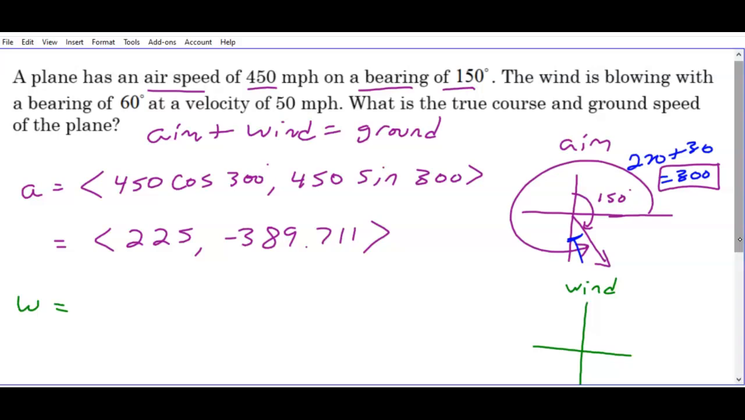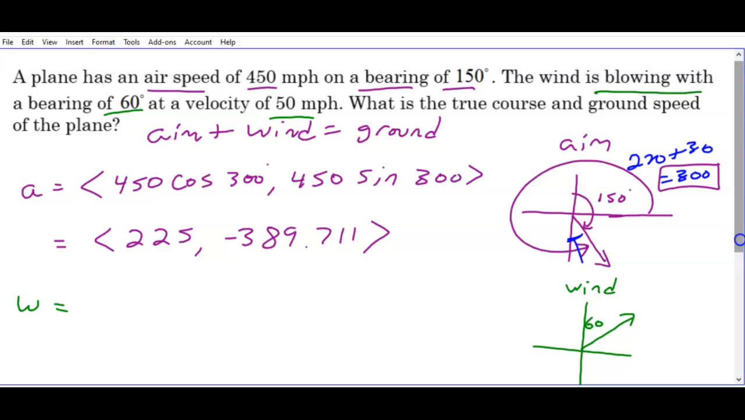So when I read this wind, now this says the wind is blowing with. Okay, so it's pushing with this bearing. It's pushing in the direction of 60 degrees at a velocity of 50 miles an hour. Okay, so where's my angle? Well, it's blowing with a bearing of 60 degrees, so it's blowing in that direction. Here's the wind blowing that direction. There's the 60 degrees here. What's my trig angle? 30. Everyone okay with that? We got to use 30 degrees on this.